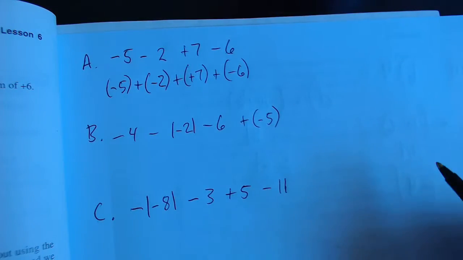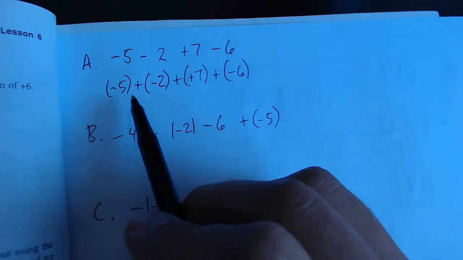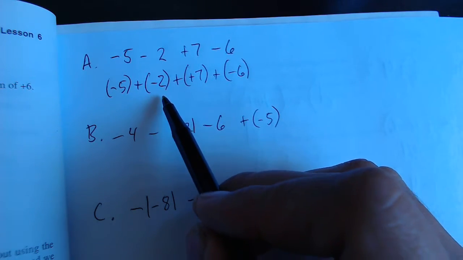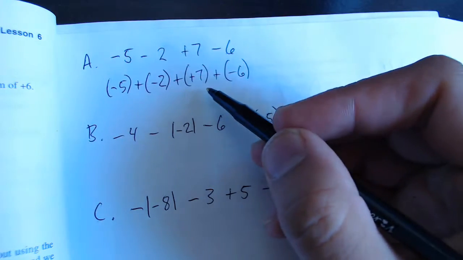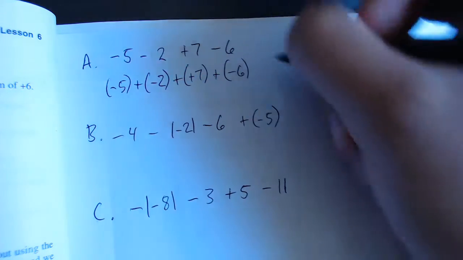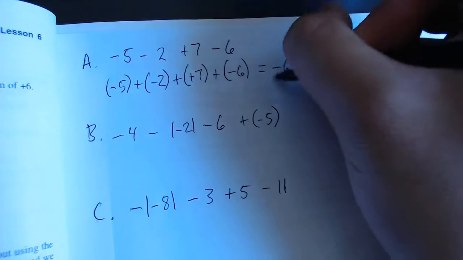From here we just add as usual. Negative 5 plus negative 2 gives us negative 7. Negative 7 plus 7 gives us 0. And then 0 minus 6, or 0 plus negative 6, equals negative 6.